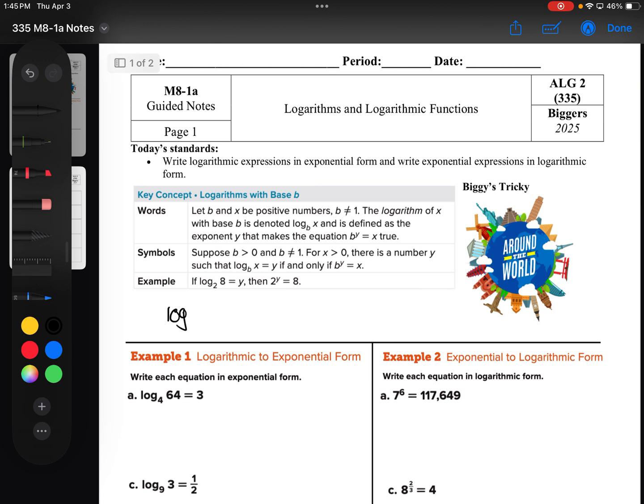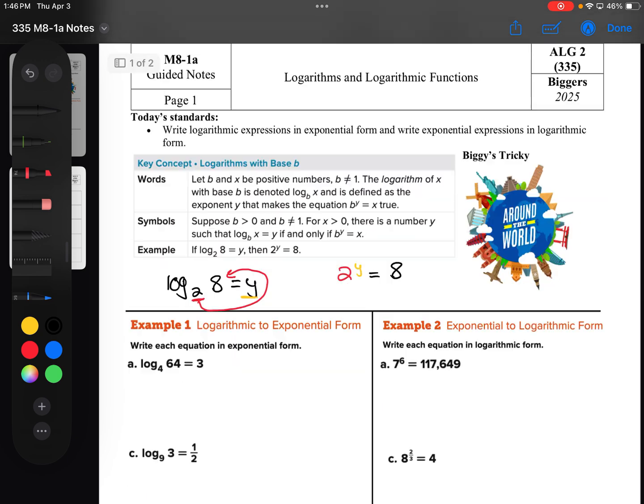So if we have something like log base 2 of 8 equals y, we can do this around the world trick. You start with your first number, which happens to be 2. Then you swing it around the world. So you do 2 to the power of y is equal to 8. You can do that trick to get rid of a log. In the same respect, you could do around the world to turn it back the other way. So that's the around the world trick.